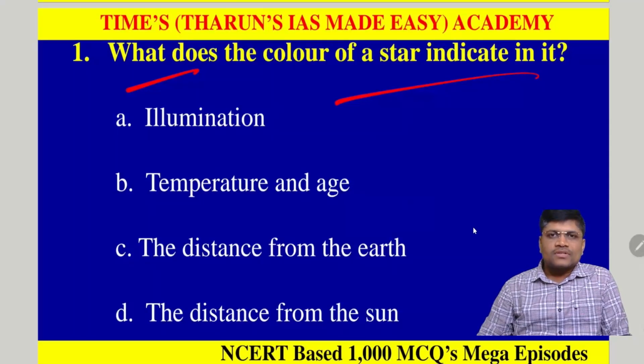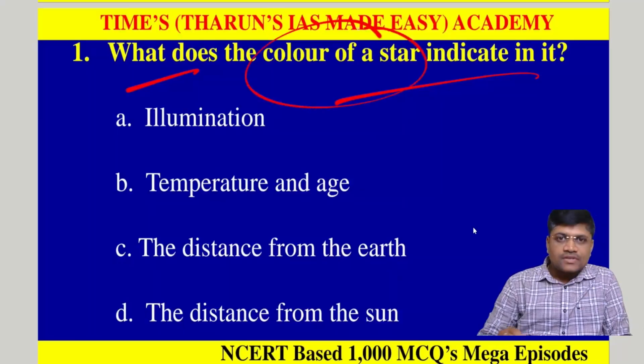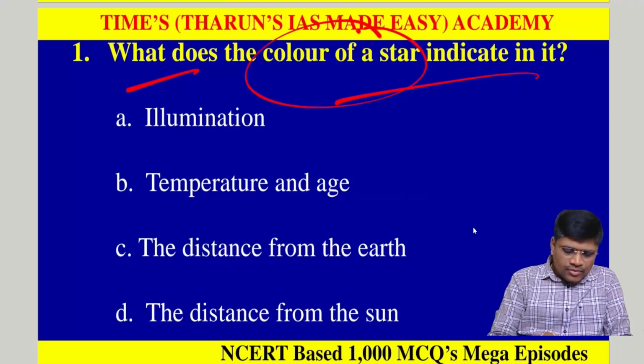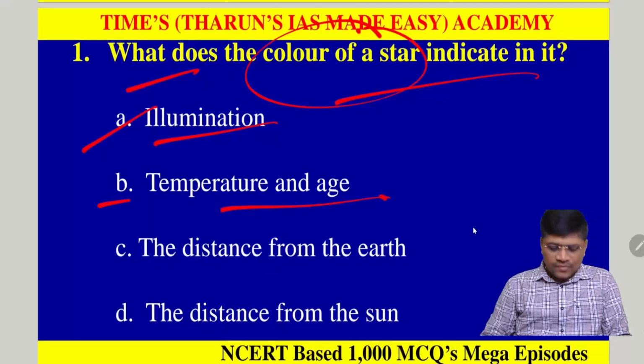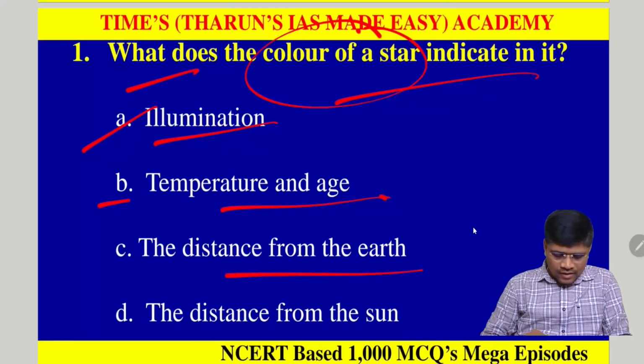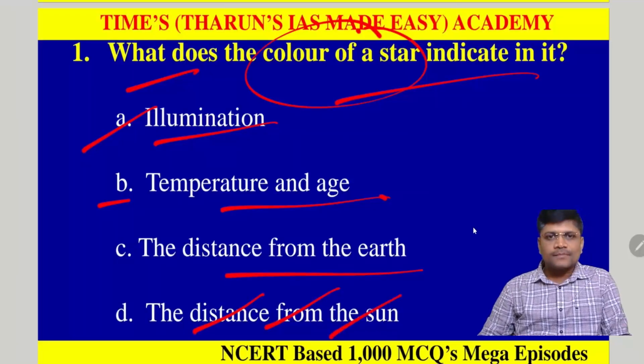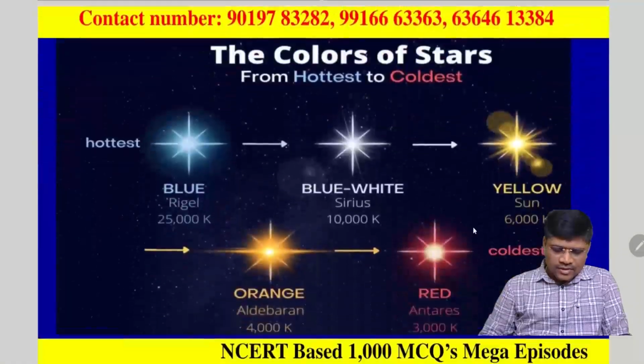What does the color of the star indicate? So the keyword is color of a star. Option A, illumination. B, temperature and age. C, distance from the earth. And finally, distance from the sun. So let's see what is the explanation.